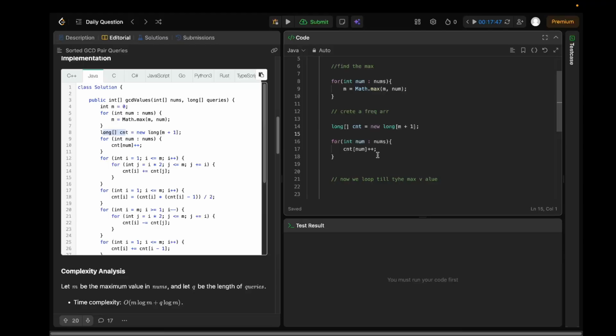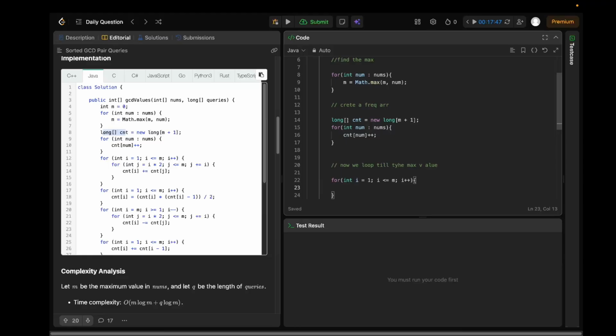we create a frequency array, okay, and then we loop till the max value. So for integer i = 1; i <= m; i++, okay, that is fine. Now what do we have to do?